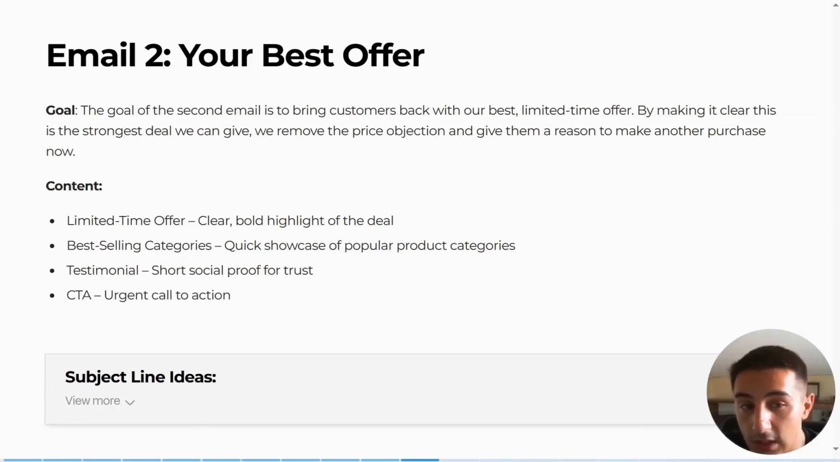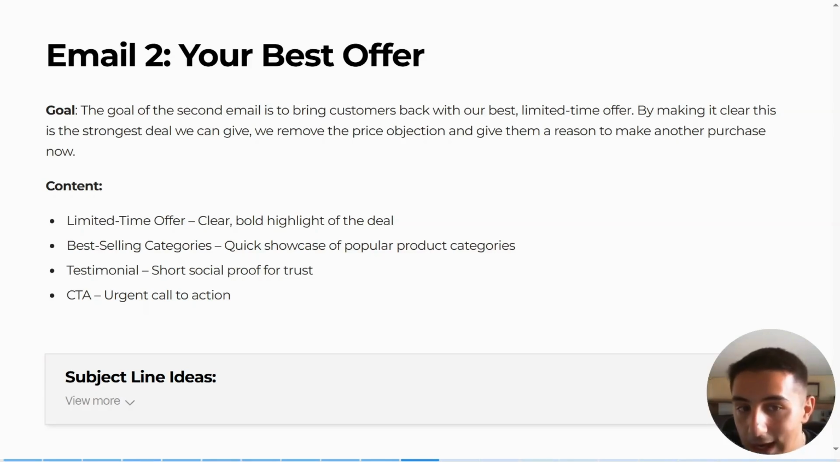In terms of content, the second email is all about the offer, and this is where you put your best deal forward. Make it really clear and really bold. Now here's the important part. This email should include your best possible offer, because the goal here isn't just to get another quick sale, it's to turn those one-time buyers into second-time buyers. And once someone makes that second purchase, the chances of them coming back again and again go way up. So this is the moment to make it really easy for them to say yes.